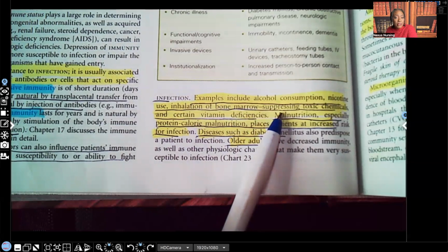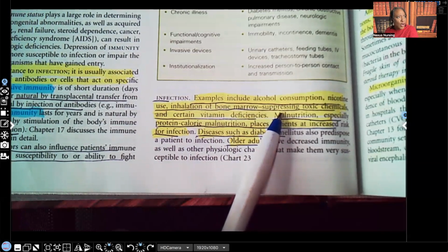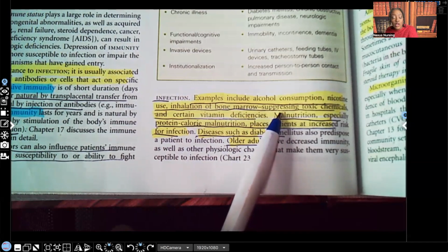Remember, guys, your bone marrow, that's what makes important cells such as your RBCs. RBCs carry hemoglobin. Hemoglobin carries oxygen so everything can be perfused in your body. Bone marrow makes your platelets so you can clot and not hemorrhage to death. Bone marrow makes your WBC so you can fight off infection. So of course, if the person is being exposed to some type of toxic chemical that can decrease or suppress their bone marrow, that's going to depress the patient's immunity.